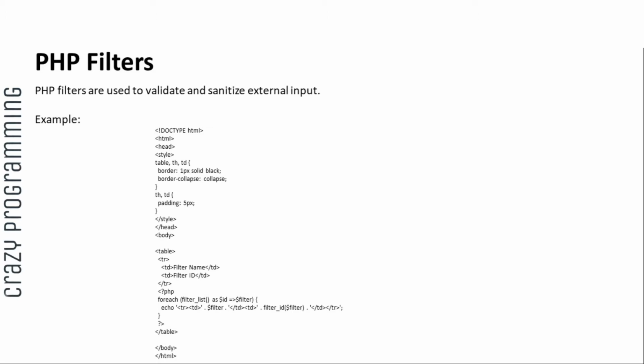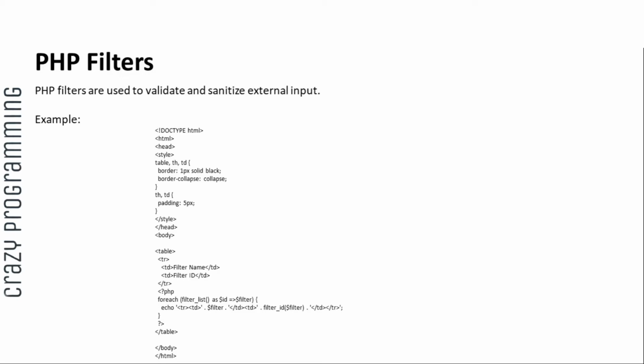First I started with doctype HTML. This is the basic HTML format, and then HTML, head, style. Inside style I use the CSS part, so I am not going to explain this. After style, I close the head part, and I started the body part. Then a table, and tr, that is table row, and td, that is table data. So I created two data cells, filter name and filter id.